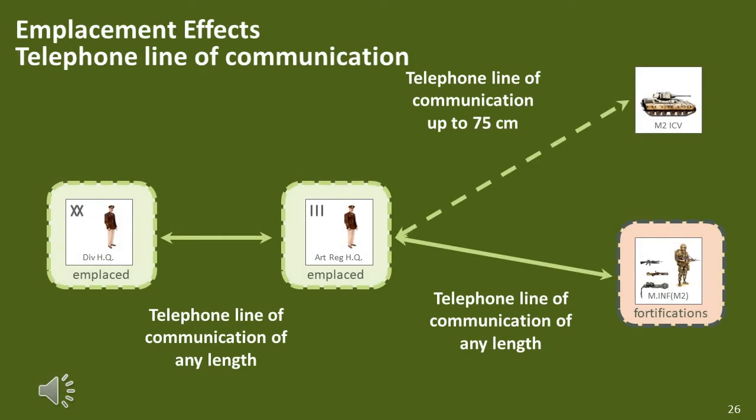Two headquarters, which are in place, can communicate with each other using a telephone line of communication of any length. A headquarters which is in place can use a telephone line of communication of unlimited length to any subordinate element which is fortified. A headquarters which is in place can use a telephone line of communication up to 75 centimetres in length to any subordinate element which is not fortified.